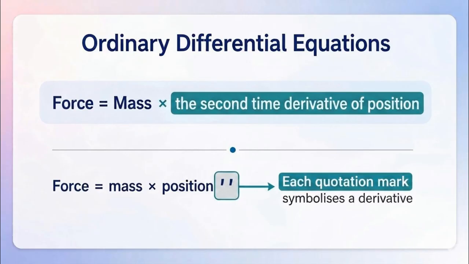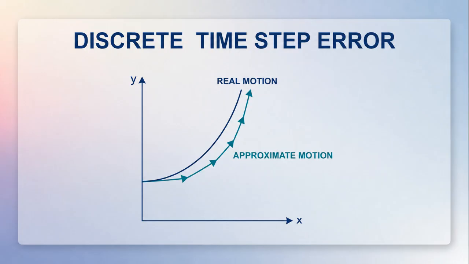This error arises for three main reasons. 1. They use discrete time steps to approximate motion that is actually continuous. This causes curved trajectories to be approximated with straight segments over each time step. It is analogous to representing a curved surface with a polygonal mesh.